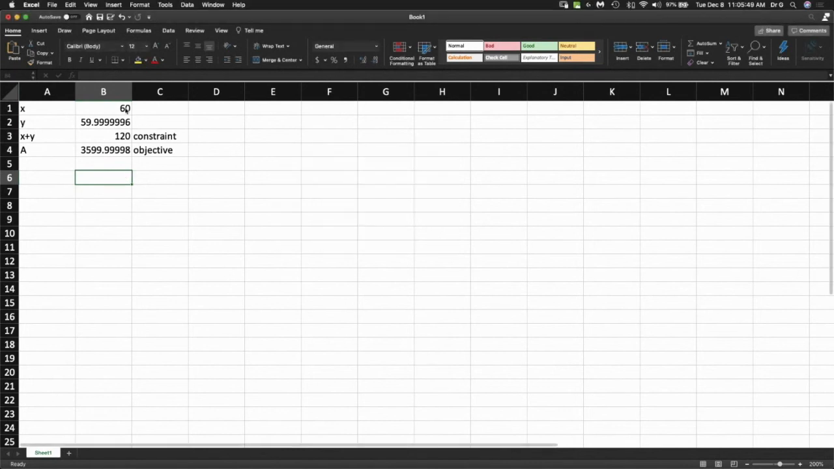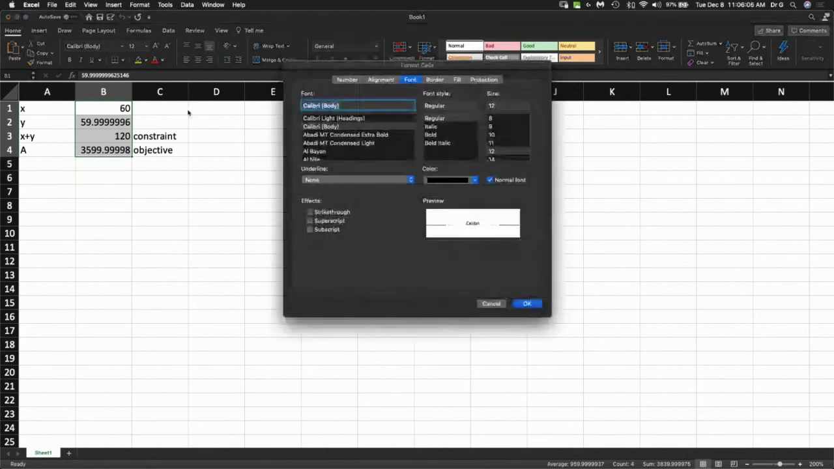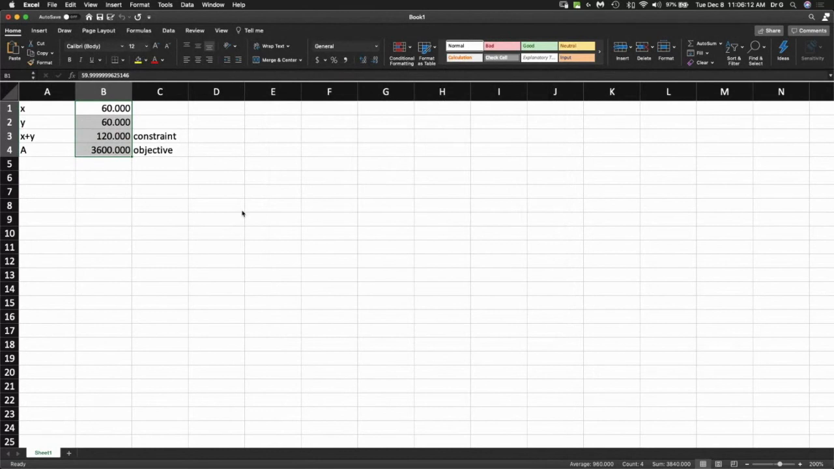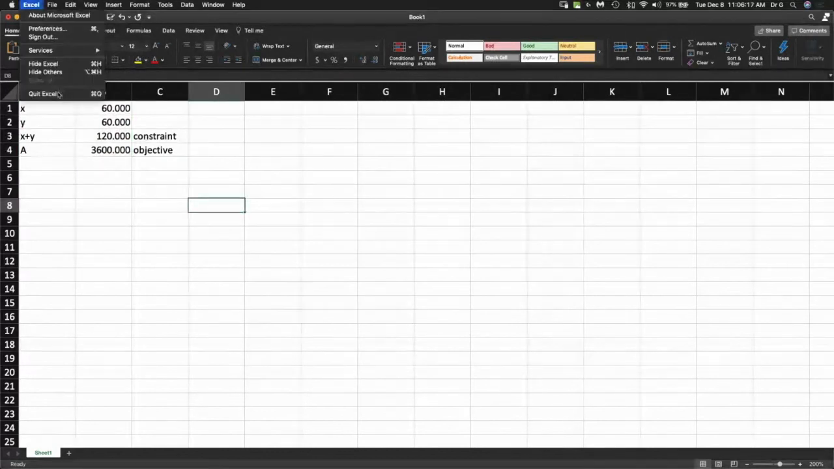So that's the answer. Now take a look here. You're going to be like, hey, look, it's 60, but that's not exactly 60. Well, to computers, up to so many decimals, it is close enough to 60. But if you really want to be more secure, you can just change the formatting of the cell to 3 decimals or whatever you feel like. And there you go. Okay, so that's a very quick example of optimization in Excel.